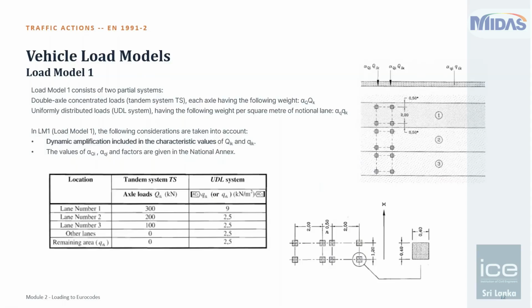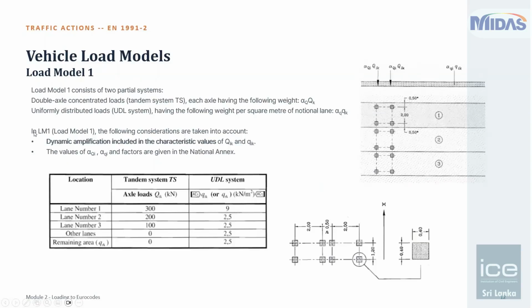Okay, so load model 1 consists of tandem system as well as the UDL system. Tandem system is basically the axle loads with the wheel loads, whereas the UDL systems are the area loads applied to a patch. Now the lane number 1, lane number 2, and lane number 3 means that if you have one lane only, then you will use a tandem value of 300 kilonewtons per axle. So if you have two tires per axle, that means 150 kilonewtons of tire load or wheel load. As well as you have a UDL load, so you'll also apply a UDL load of 9 kilonewton per meter square. This load is not applied to the entire span, but it is only applied so as to bring about the worst case of the loading.